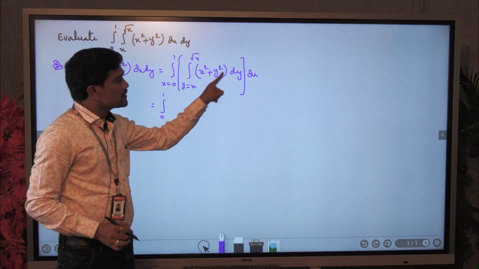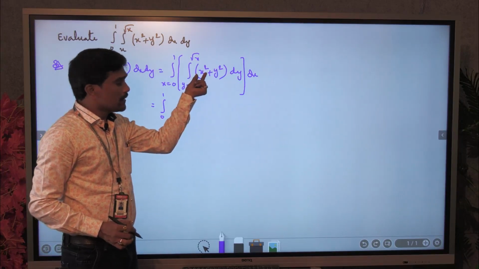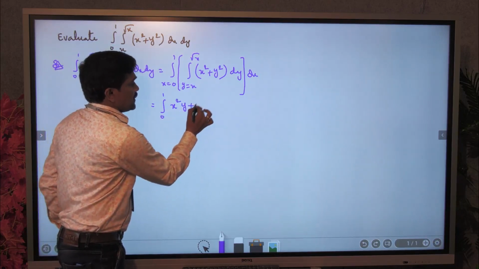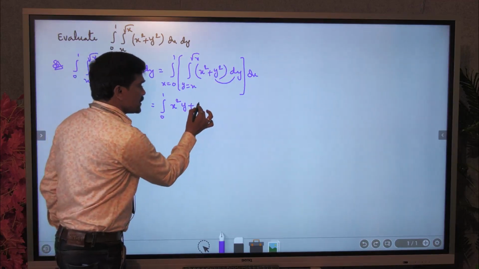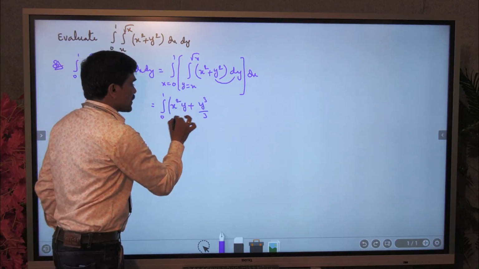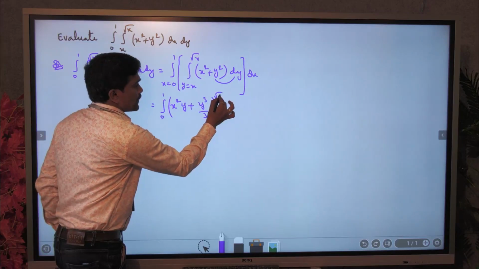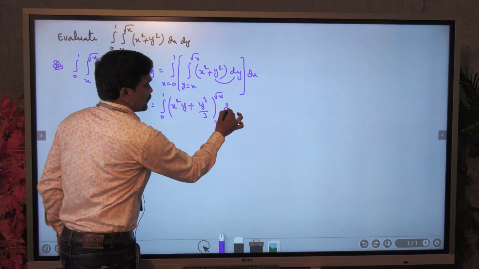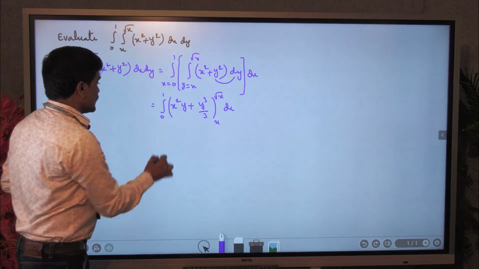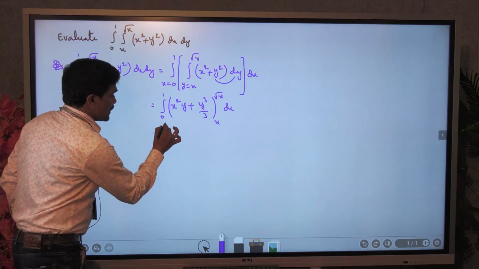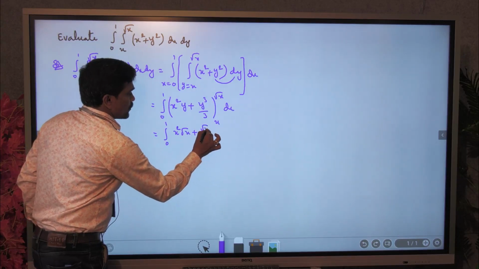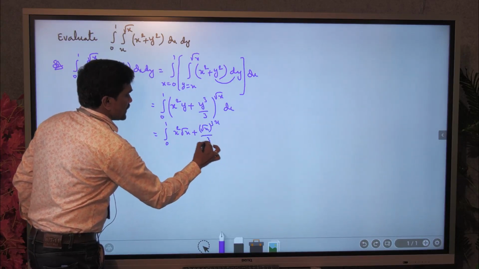Now the integral of x square dy: integrating with respect to y, x square is constant, so we get x square times y. The integral of y square dy is y cube by 3. So integration is over. Now the limits of y are x to root x, into dx. Substitute the upper limit and lower limit in place of y, with x from 0 to 1. Now we get x square root x plus root x whole cube by 3.